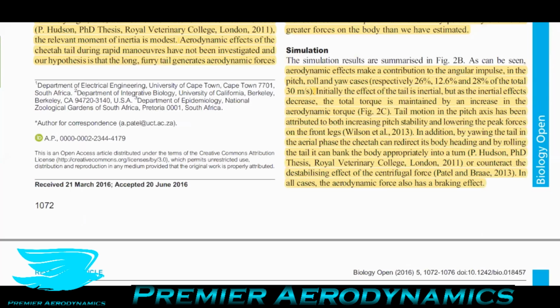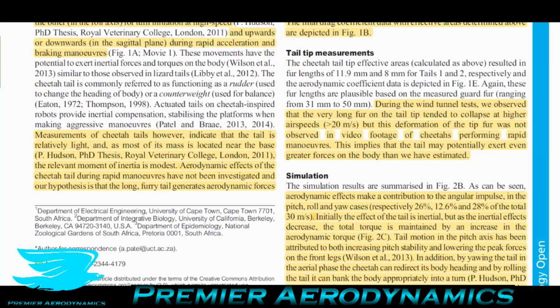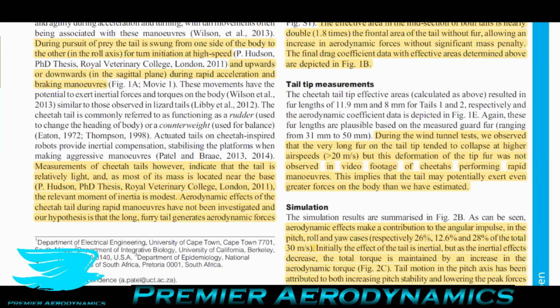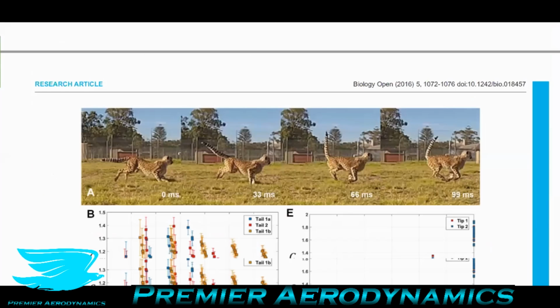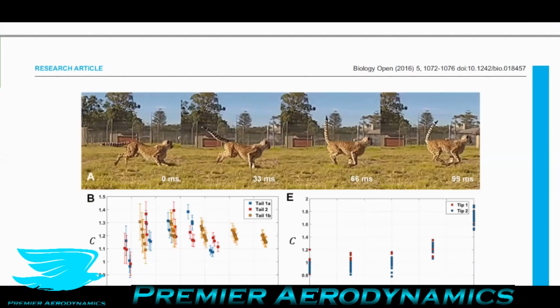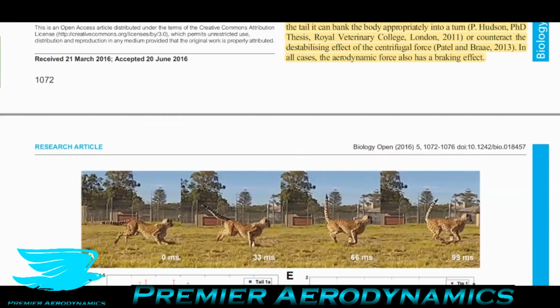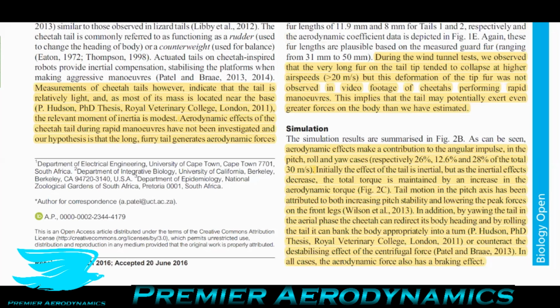So they go on and say, during the wind tunnel measurements, we observed that the very long fur on the tail tip tended to collapse at high airspeed, so above 20 meters per second. But this deformation of the tip fur was not observed in the video footage of cheetahs performing rapid maneuvers. So they took videos of cheetahs, and in this figure, they have a few frames of it. And interestingly, the fur on the top of the tail doesn't collapse. So they can even control, it seems, the fur on the tip of the tail to maximize the frontal area, which will then increase the aerodynamic drag.